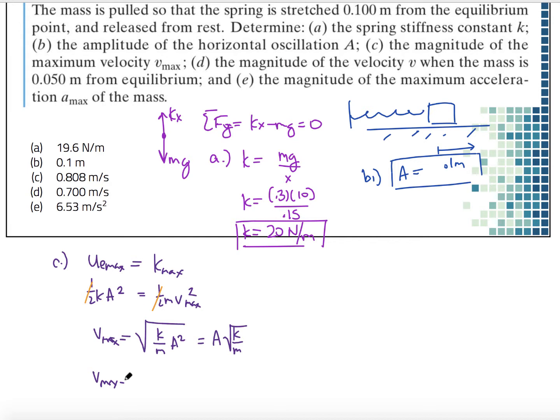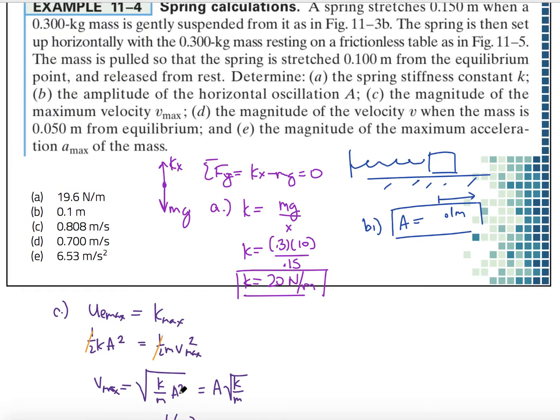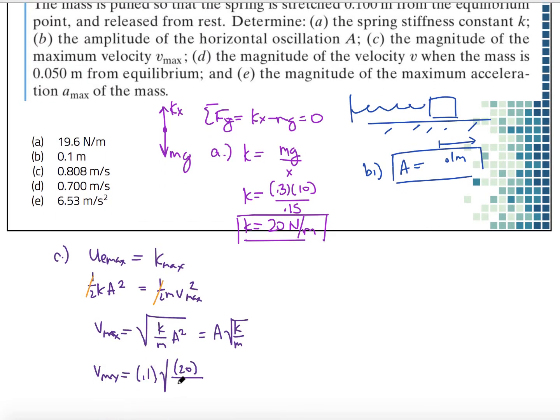Vmax then is going to be the amplitude, which we said was 0.1, times the square root of the 20 that we found in part A, over the mass, which was given to be 0.3 kilograms. So plug this into your calculators, and you'll get the answer that we have right above, which was about 0.808, if you round it, meters per second.